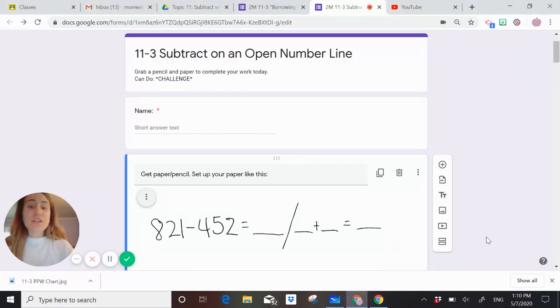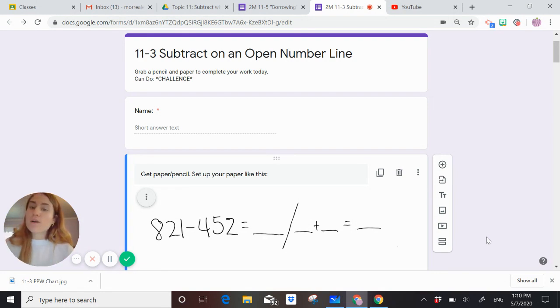Today I'm going to show you another strategy using the open number line. We are going to be counting on to subtract. Sometimes this strategy is helpful for those who like to think about adding on to subtract. So you really need to visualize that part-whole chart in your brain.